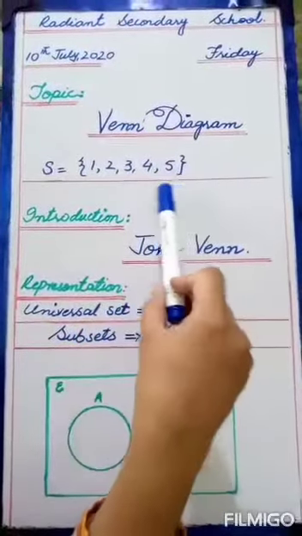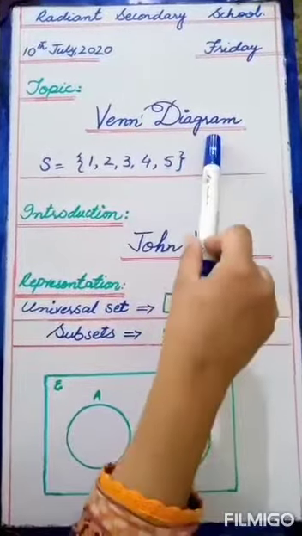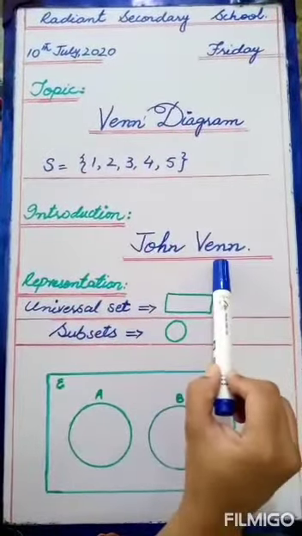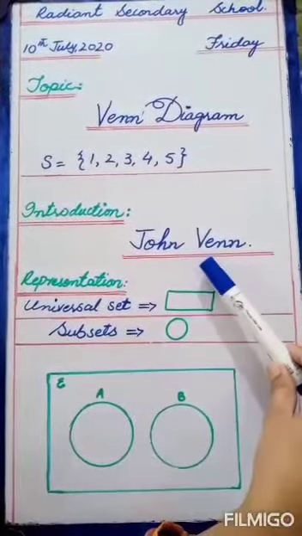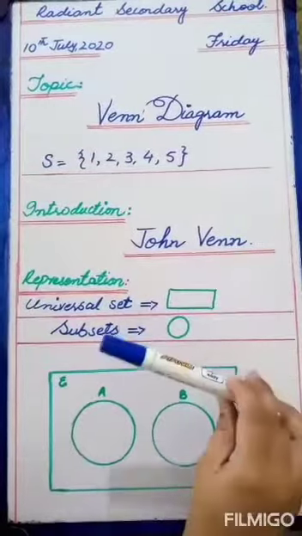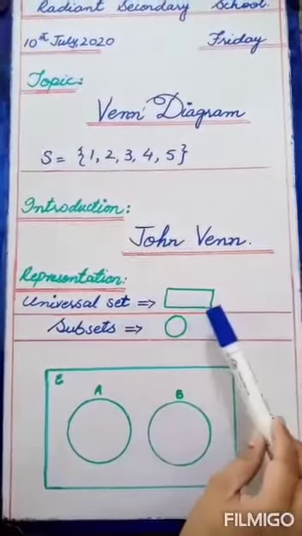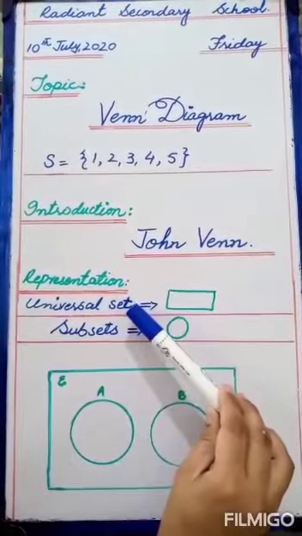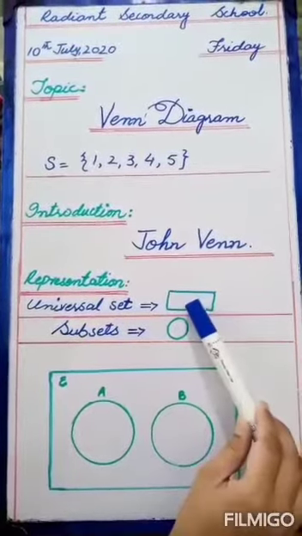Now we will learn how we represent sets with the help of a diagram. This diagram is called the Venn diagram because John Venn was the mathematician who first introduced it. He introduced that we can represent sets with the help of a diagram also. How will we represent this Venn diagram? For the universal set, we will take a rectangular box. And what is the universal set? The set which has all the subsets under discussion is called the universal set.